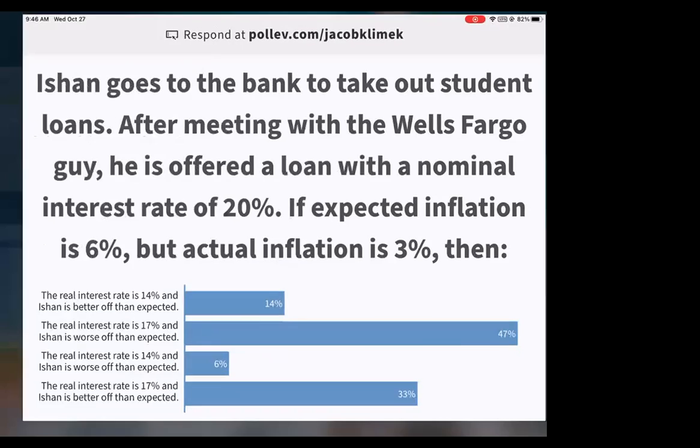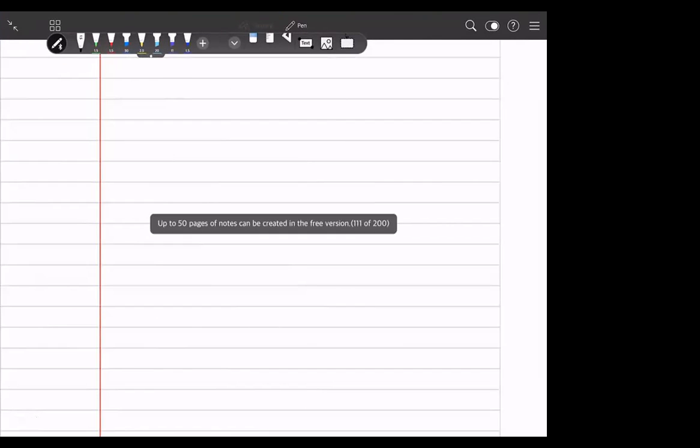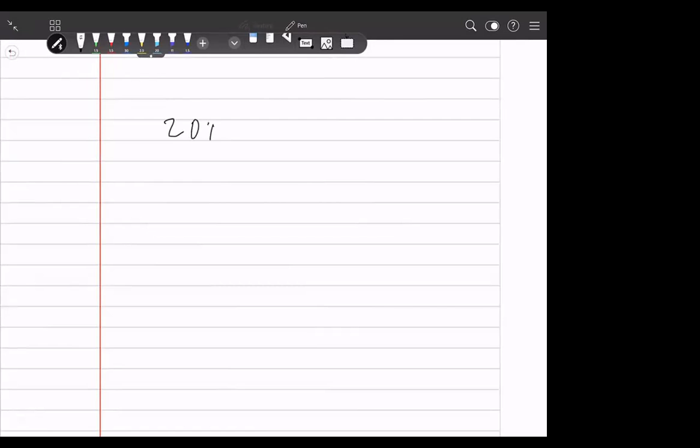Okay, so the idea here is, what are the numbers we're given? We're given 20% is his interest rate. Expected inflation was 6%, but actual inflation was 3%. Okay, the real interest rate, R, is equal to the nominal interest rate minus inflation, which means that R equals 17%. So that's the first part of the question that we need to know.